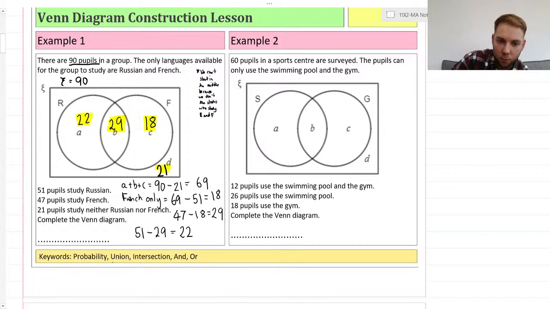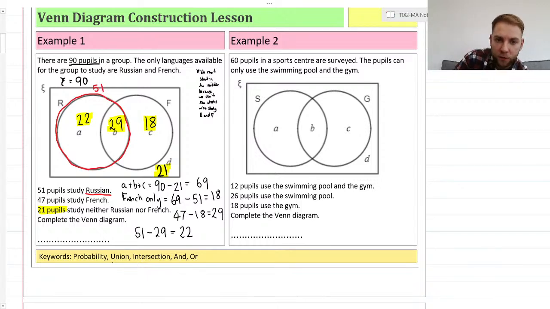So straight away we know that the people who do not study French or Russian is the 21 people, which we put outside. That's easy enough. We can work that out. Now we know that Russian, I'm going to highlight this and just talk about it, represents all of this circle here. Okay? So it's both parts A and B. So that there represents 51.